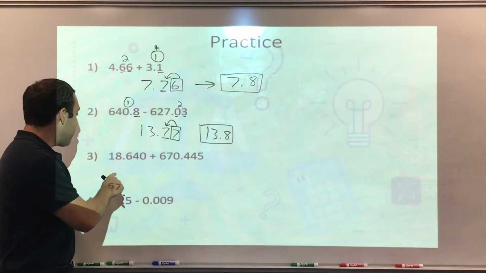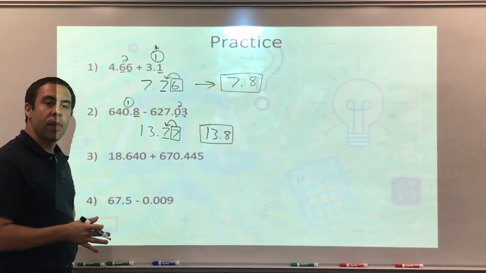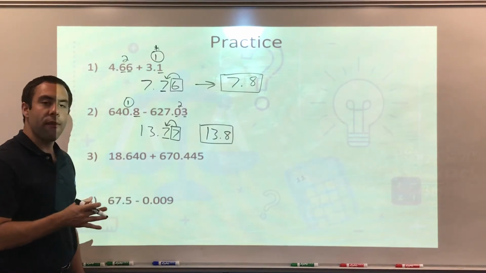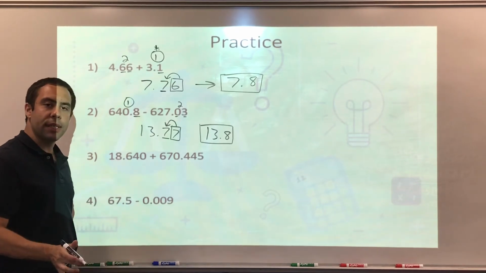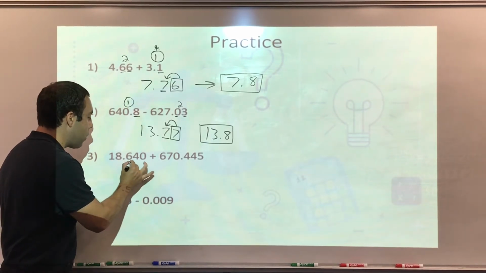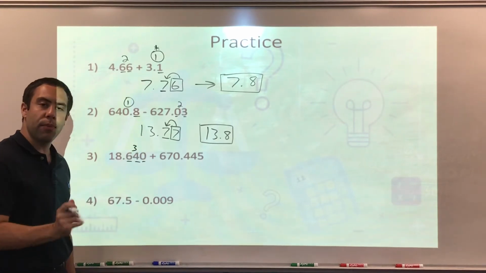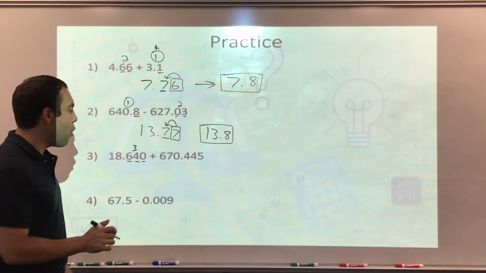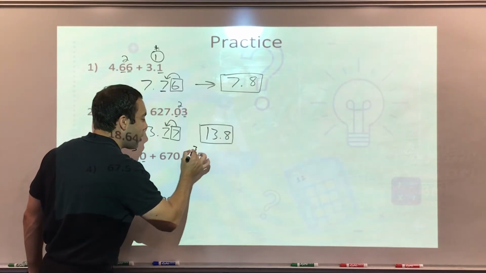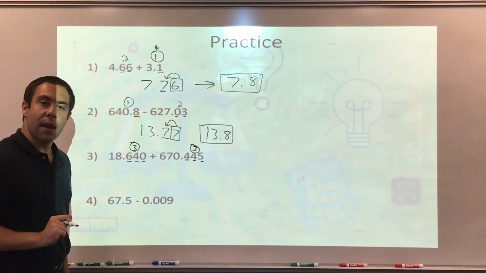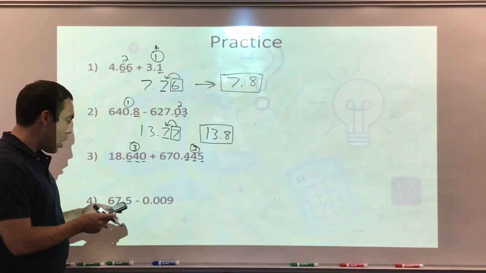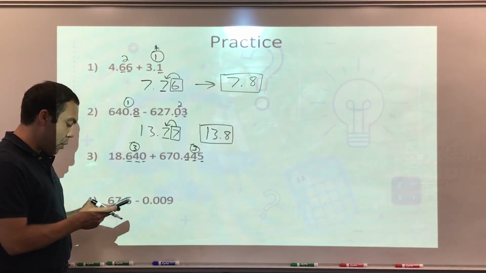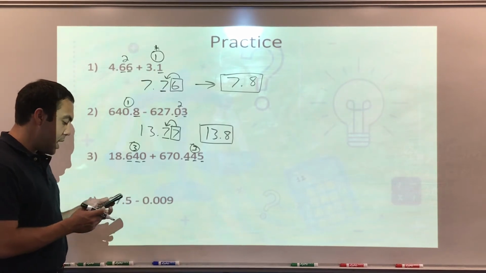For problem number 3, we have 18.640 plus 670.445. First step, once again, determine the number of decimal places for each value. 18.640 has 3 decimal places, and 670.445 also has 3 decimal places. They're the same number, so we're going to round our final answer to 3 decimal places. We perform our mathematical operation. 18.640 plus 670.445.